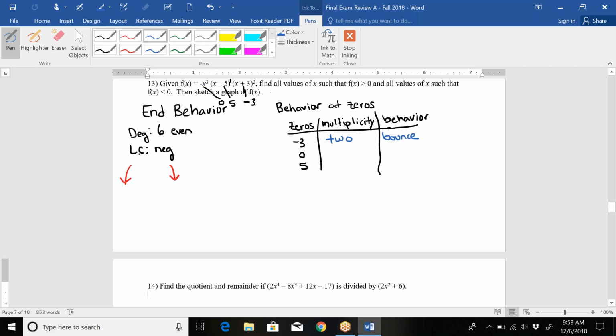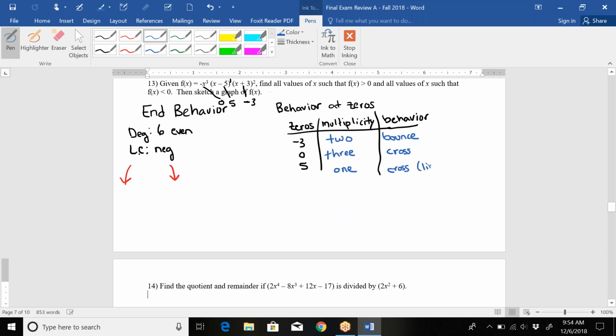At 0, we got a third power, so that's a multiplicity of 3. And I'm going to go ahead and write the other one down too. For x minus 5, we got the 5, and that had a multiplicity of 1. So when you have an odd multiplicity, you're going to do what's called cross, which means you actually cross between positives and negatives. The only difference is that 1 is kind of a special case.